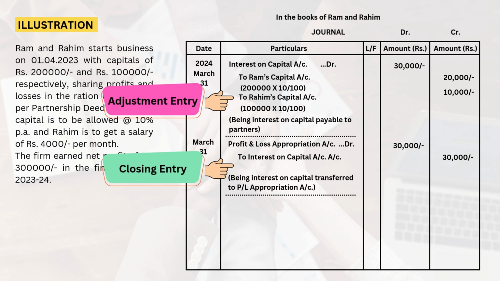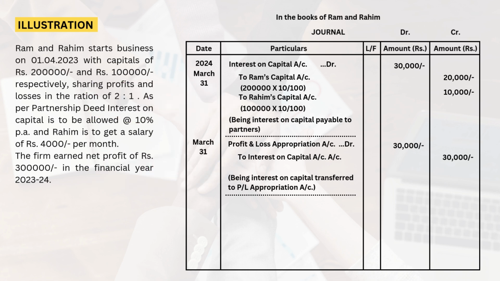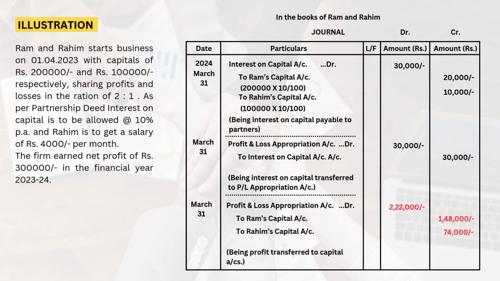There is no other transaction in this illustration. Hence, we shall pass the entry for profit distribution now. Journal will be profit and loss appropriation account debit to Ram's capital to Rahim's capital. Now you are thinking about the calculation. Well, we shall see the calculation during profit and loss appropriation. We have done all the journal entries required for this illustration. If you have any doubt, you can comment.